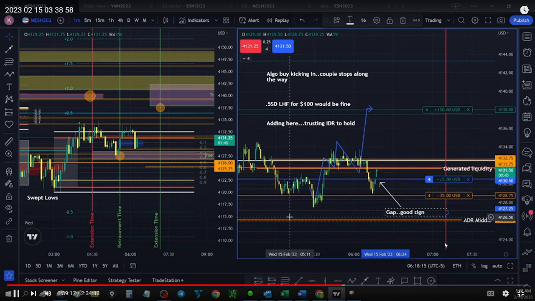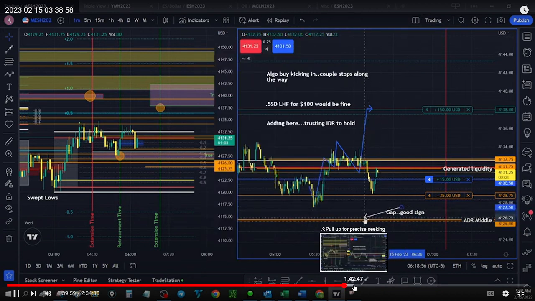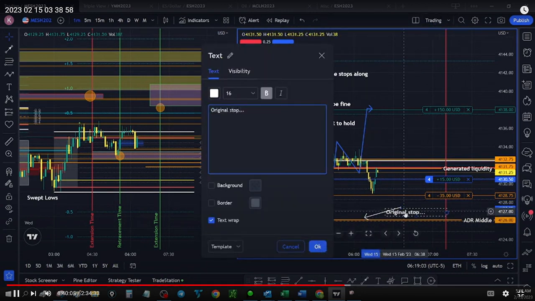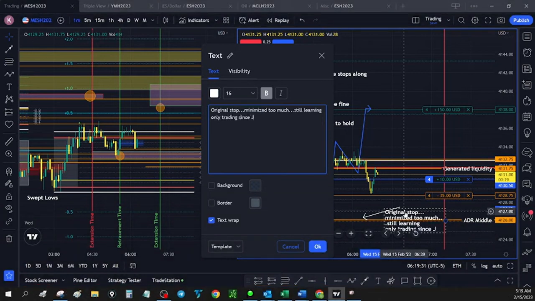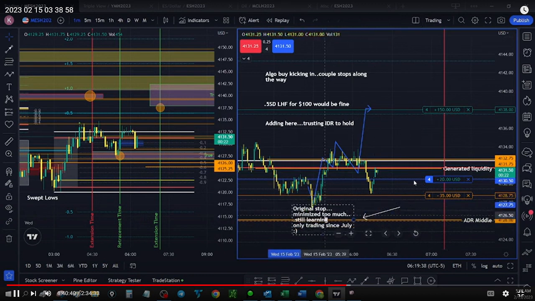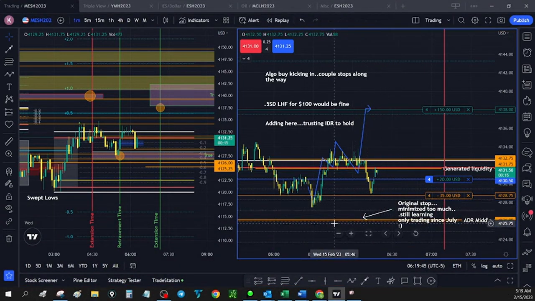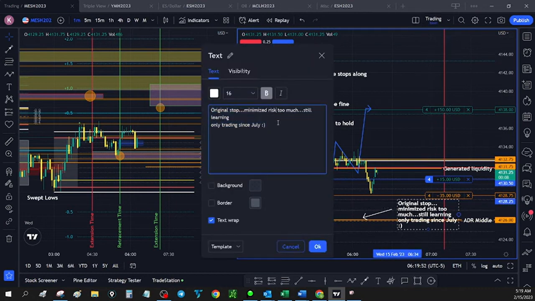Still plays around a little bit there because this is my time. This line right here is the same as this line over here. It's a little 7:10. I just haven't changed it to green extension time yet, but I will here shortly. But it still comes up here and plays around a little bit and makes me sweat. Minimize too much, yeah. Still learning. I should say minimize risk too much. Yeah, put that in there.